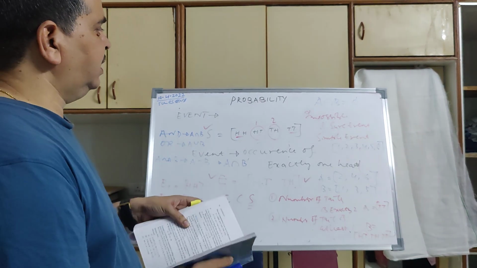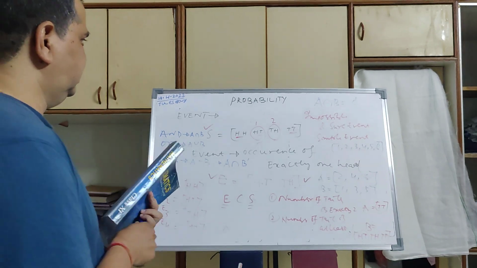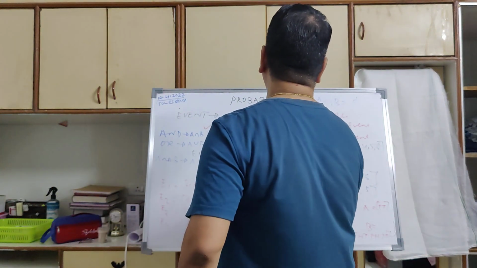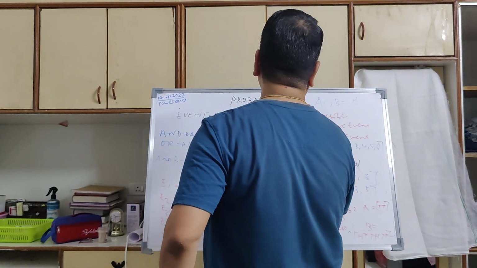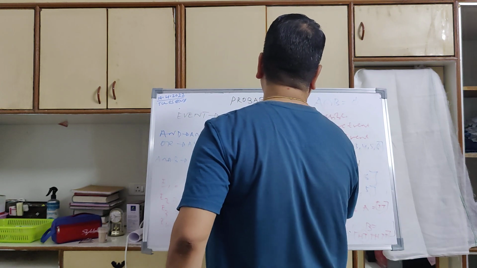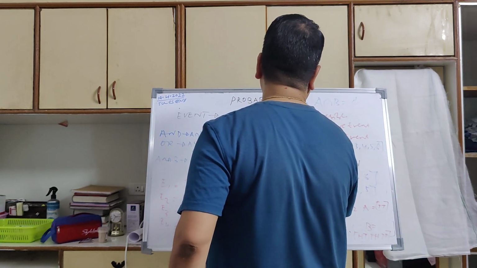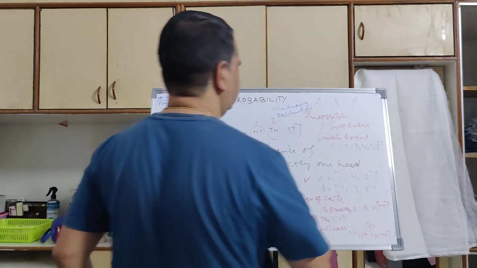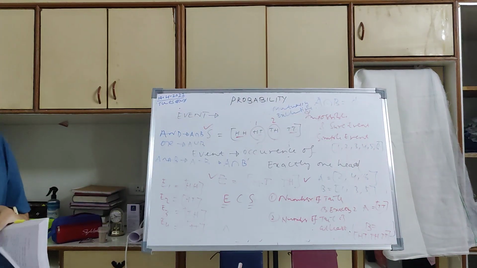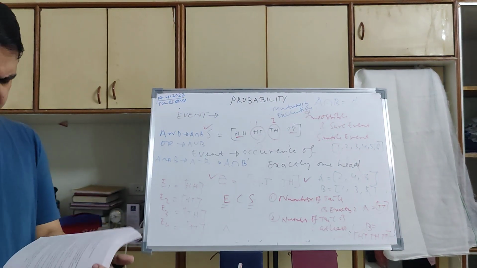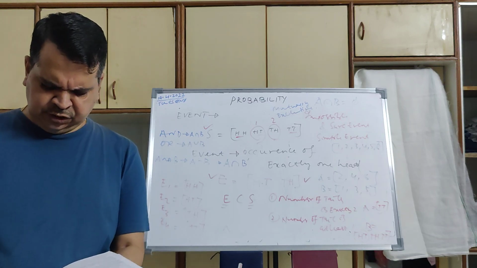Then there is something, so this is mutually exclusive. Clear? So now there is another thing which is called the exhaustive events.